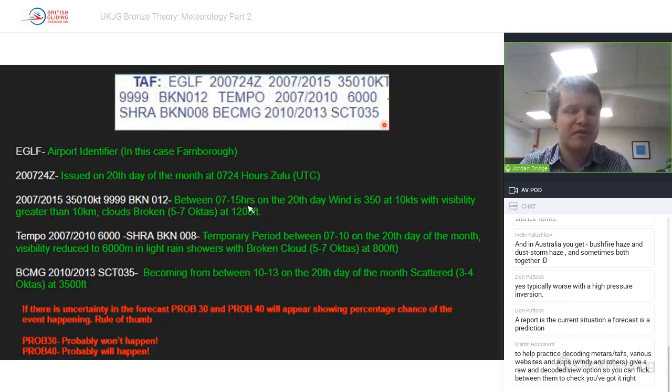If there are significant doubts in the ability of this to happen, then you may get PROB30 or PROB40. So PROB30 is generally said in aviation: it probably won't happen, and PROB40 means it probably will happen. There's no PROB60, there's no PROB80. I don't know why they've chosen those two, but weirdly, 30 is almost not going to happen, 40 is likely to happen, and TEMPO is definitely going to happen. So yes, rules of thumb there.